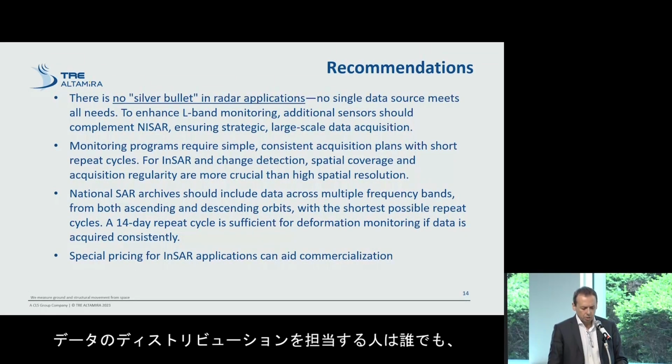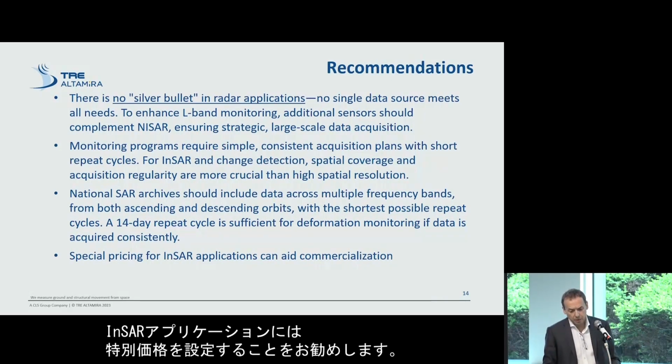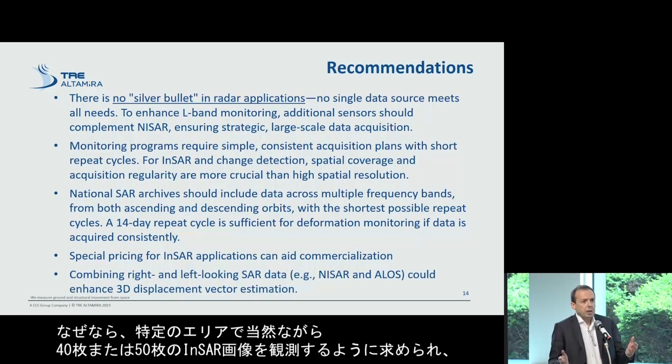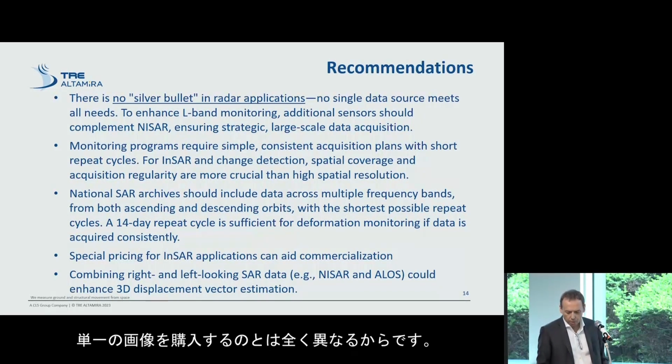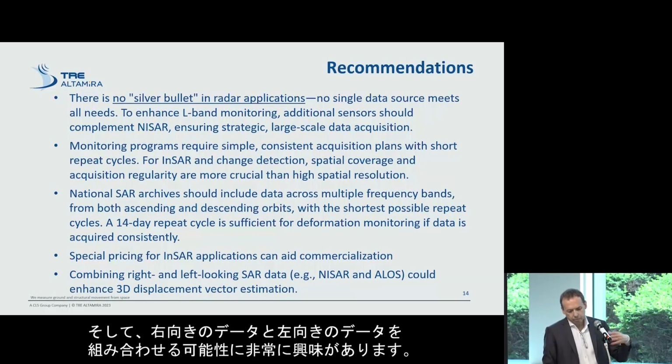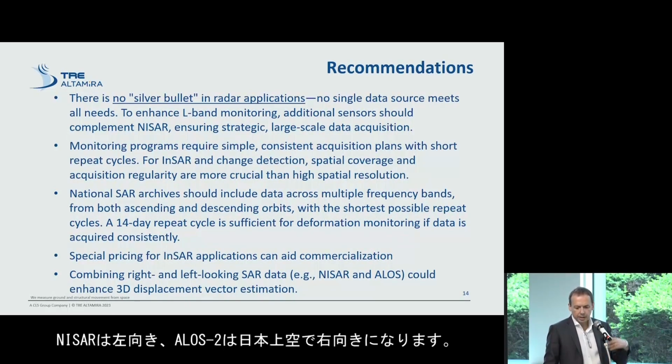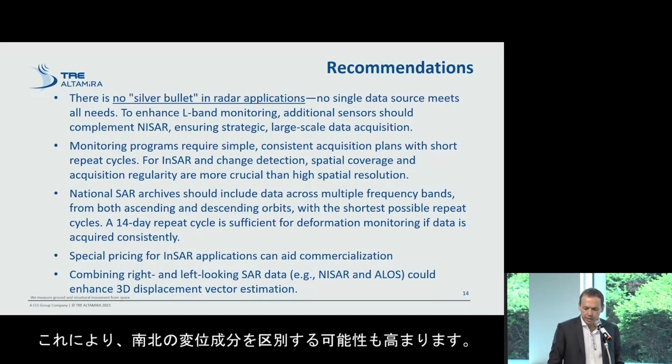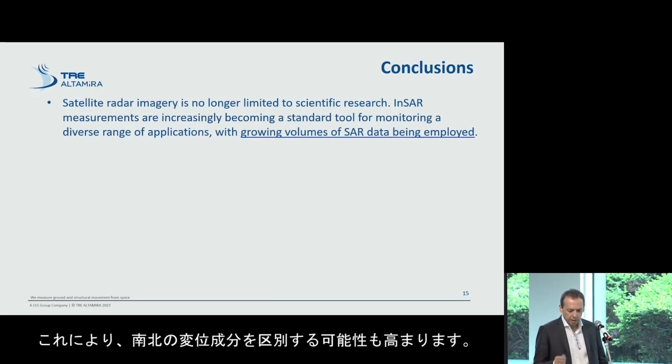I would recommend whoever will be in charge of data distribution, there should be special pricing for InSAR applications because it's completely different to buy one single image rather than asking you to acquire over a certain area and of course buy 40 or 50 different SAR images. And I'm very much intrigued by the possibility to combine right-looking and left-looking data. Say InSAR is left-looking, ALOS will be right-looking over Japan. And so this will enhance the possibility to discriminate also north-south displacement components.